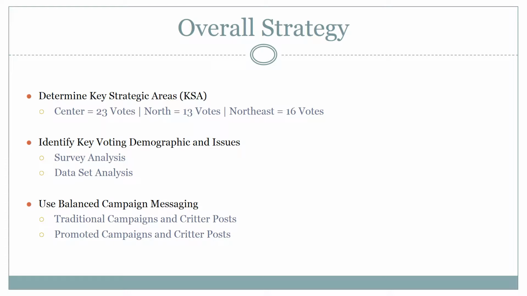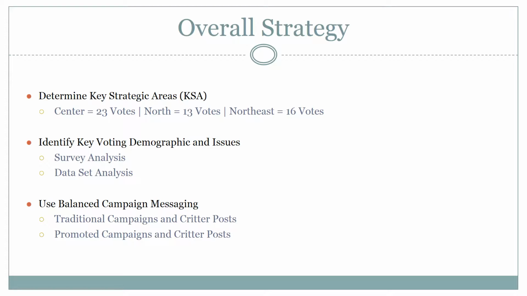In order to have the most effective and efficient campaign, our strategy needed to be simple. Wilburn Island was made up of three key strategic areas, or KSAs. These areas we found key after analysis of the similarity in the demographics. These areas included the center, north, and northeast. Each of these areas also carried enough electoral votes between them that would give us a victory if all areas were won. The center with 23, the north with 13, and the northeast with 16. Overall, these were our keys to success in the Ron Swanson campaign.